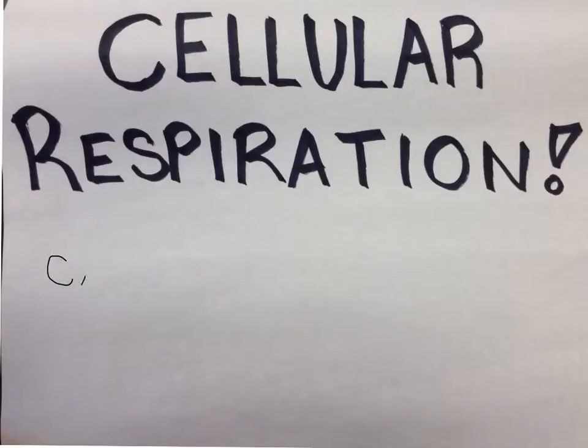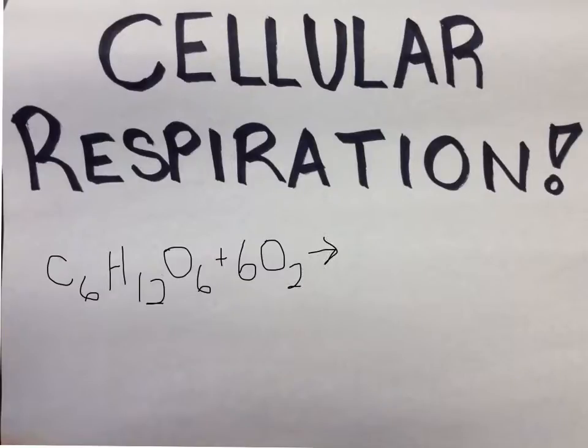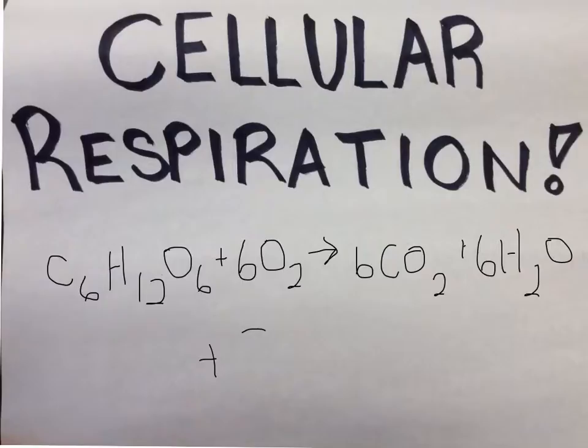Let's start at the very beginning. A very good place to start. When you're doing cellular respiration, you need C6H12O6 and 6O2. This becomes 6CO2 and 6H2O plus 36 ATP.